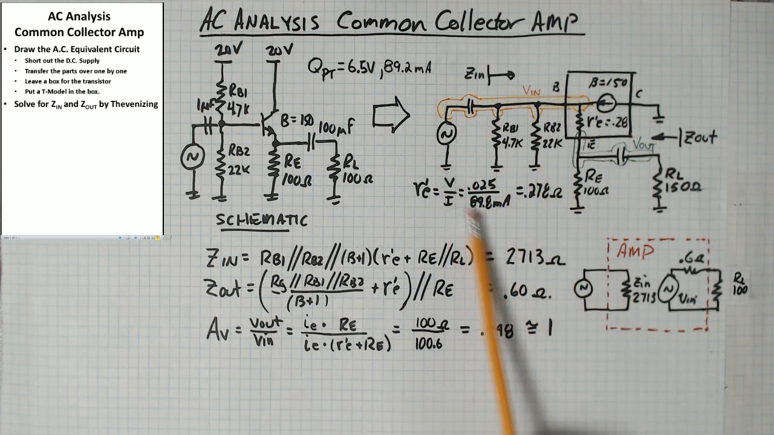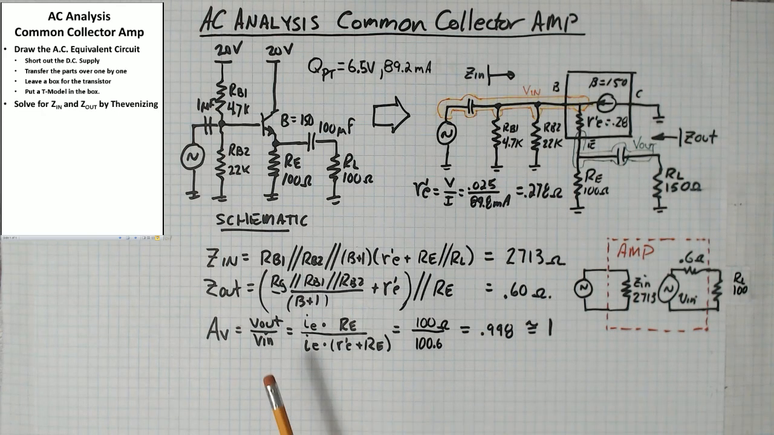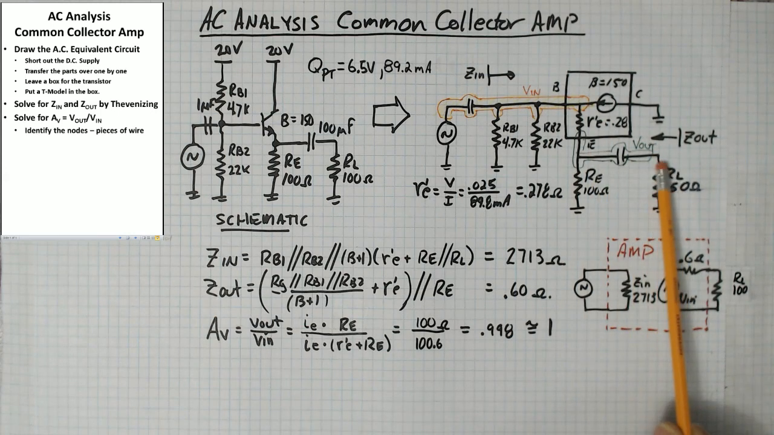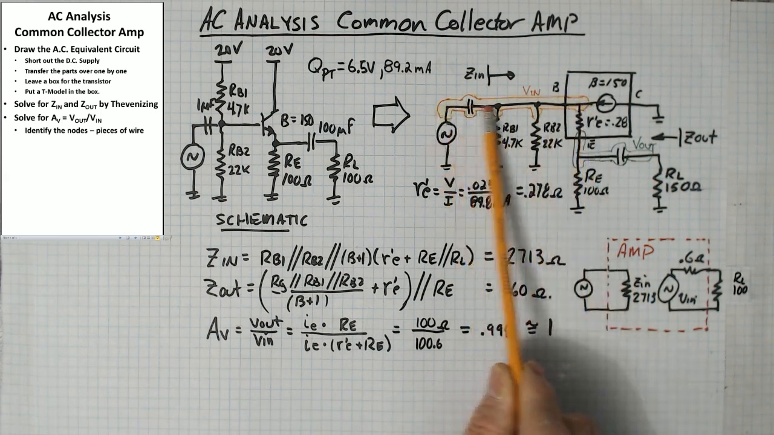The final value we need to get out of this equivalent circuit is AV, and we do that by writing V out over V in. We want to solve for AV as V out over V in. Again, the process for this is to identify the nodes or the pieces of wire that are V out and V in. Now V out is over here, which is across the load, and V in is still this piece of wire along here.